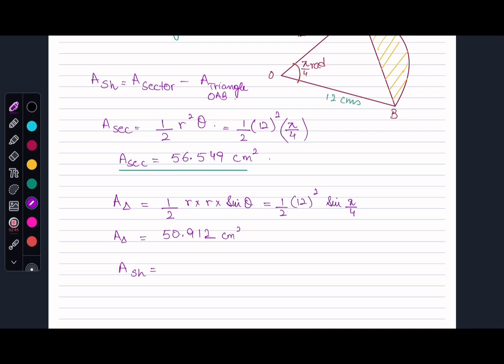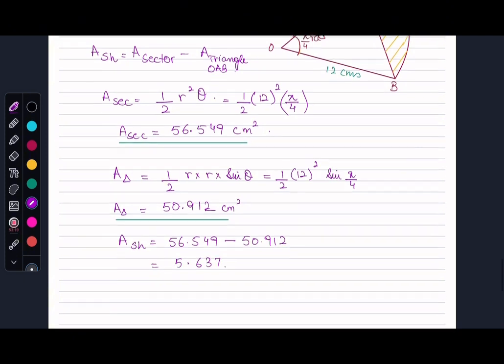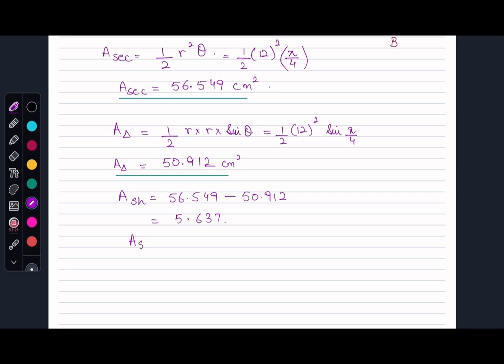So the area of the shaded region is going to be the area of the sector, which is 56.549, minus the area of the triangle, which is 50.912, and this answer comes out to be 5.637. In three significant figures, this shaded area is going to be 5.64 centimeter square. So this is how we will be finding the area of the shaded region for the given sector here.